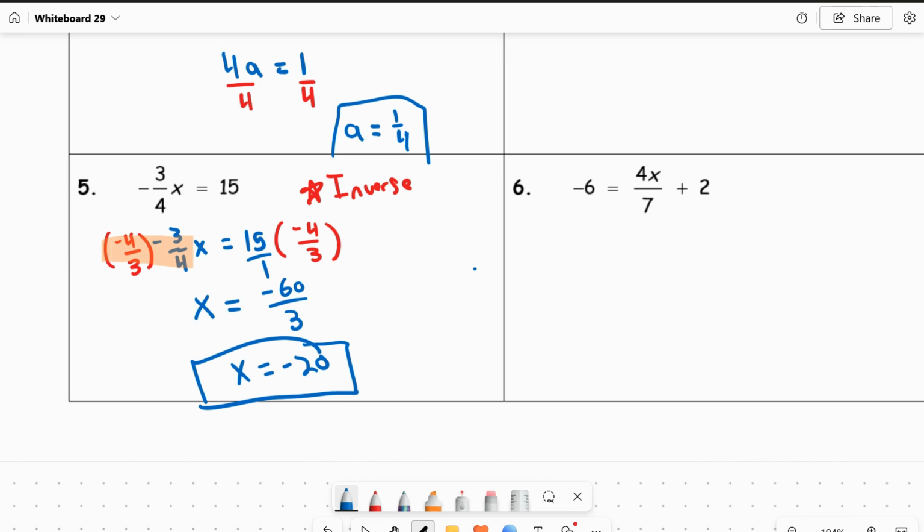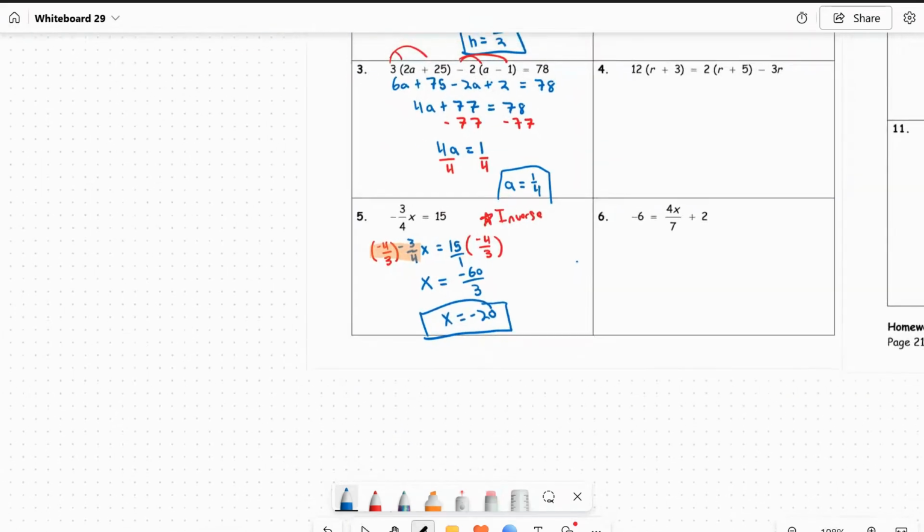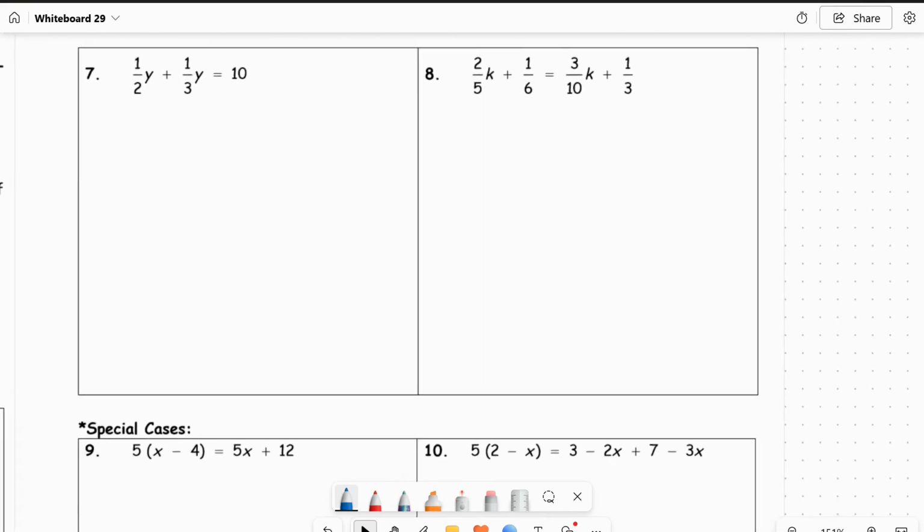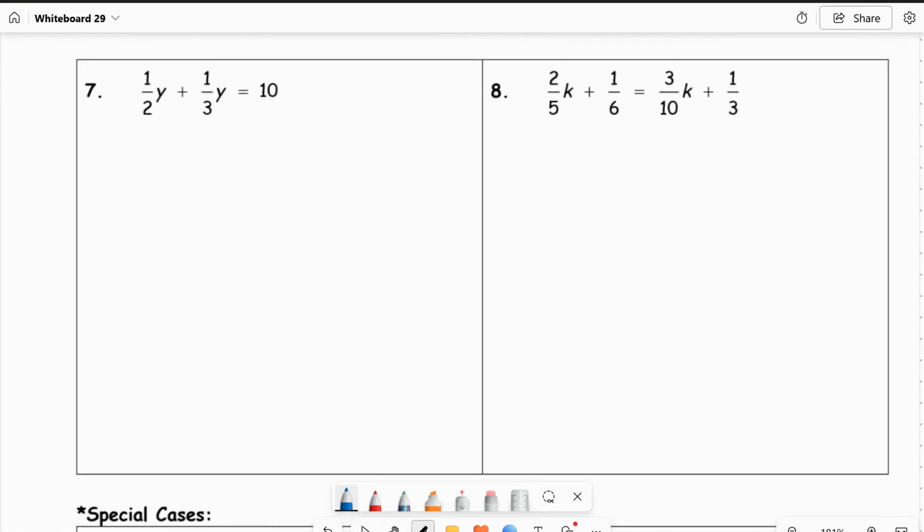All right, and that's how you get rid of a fraction. Moving on to the second page here. Let's just do one more example with fractions, and then we'll go on to a couple special cases.